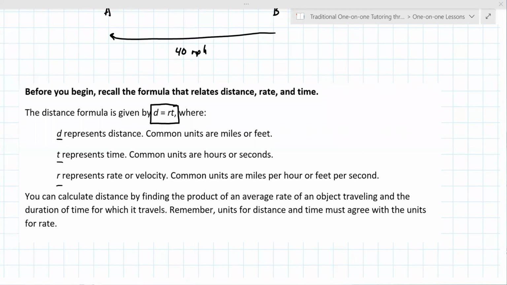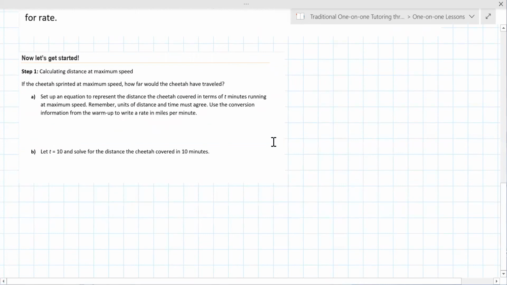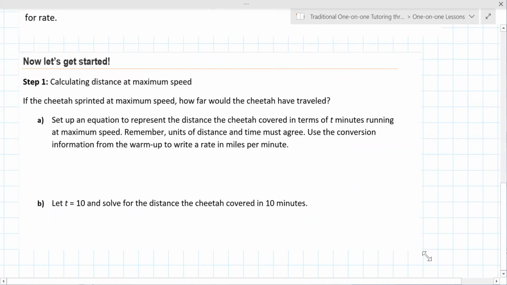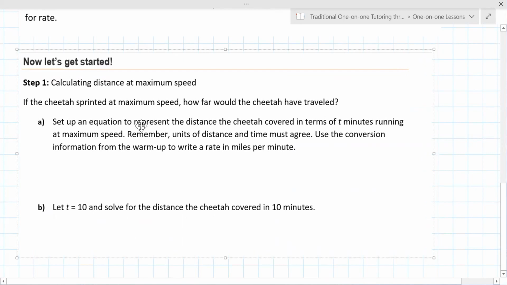What I'll do to make this as clear as I can is write on the actual picture so you can see what you would potentially want to write down as you're doing this. So set up an equation to represent the distance the cheetah covered in terms of T minutes running at a maximum speed. Okay, sorry, I'm just reading the rest. Remember, units, okay, rate in miles per minute.